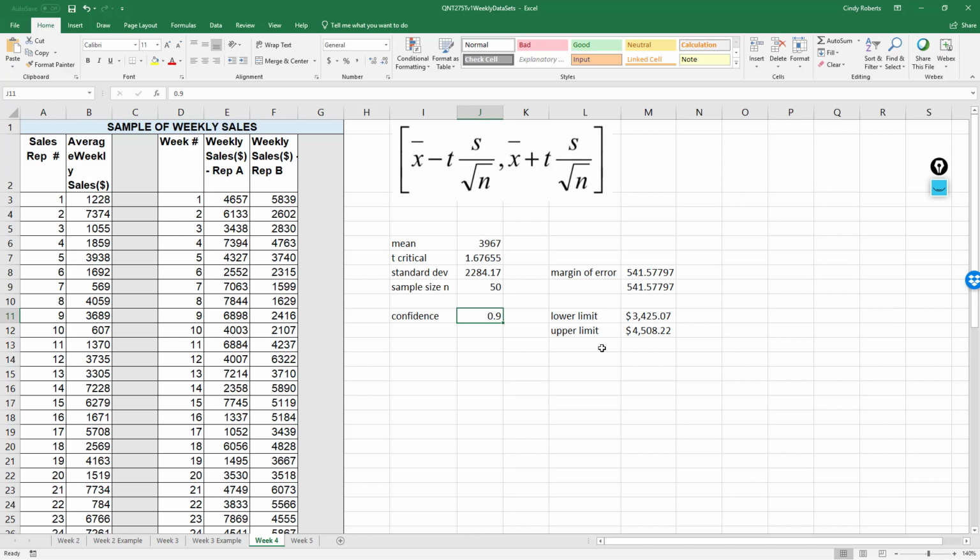And so now if you set this up correctly with your formulas, you could just change 95, see what happens there. You could change your sample size, say to 100, see what happens. But once you set this up for your confidence interval, then all you have to do is just change these actual values.